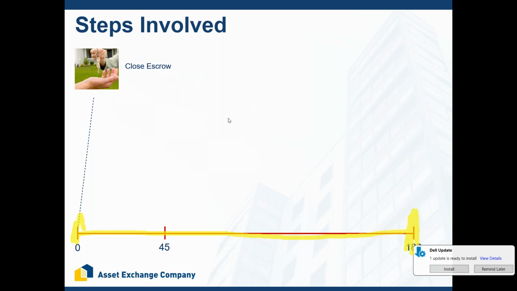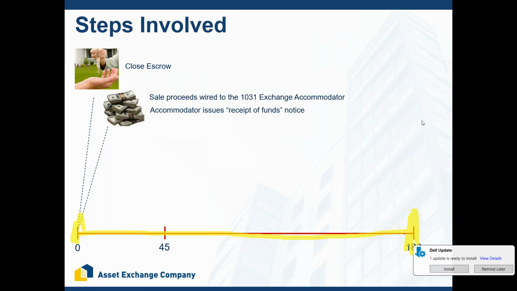That clock is ticking. At the close of escrow, the escrow officer would normally send you all of your money. But because you are doing an exchange, they send this big stack of cash to me. It goes to a custodial account, and we issue you a receipt of funds notification. That's a statement of exactly how much money you have in the exchange account, which you're going to need to show the lender for your new property, right? So they can see that the money is sitting somewhere.